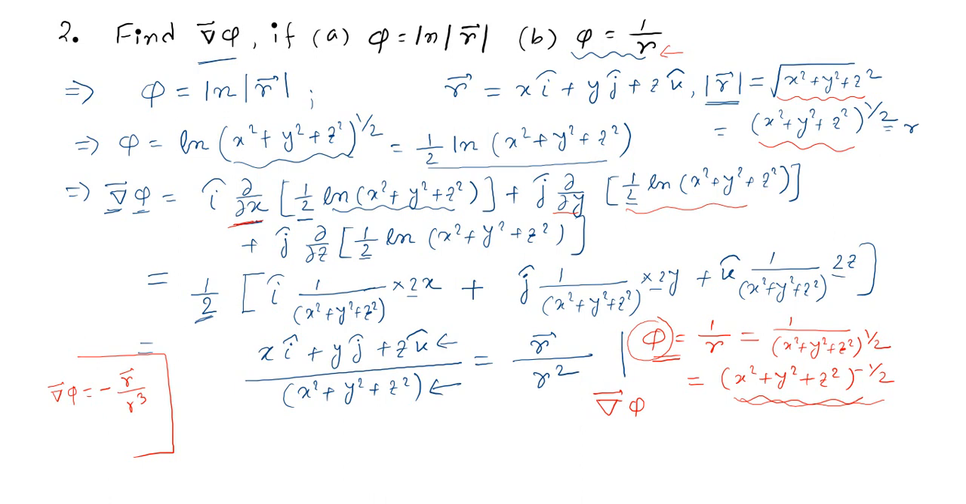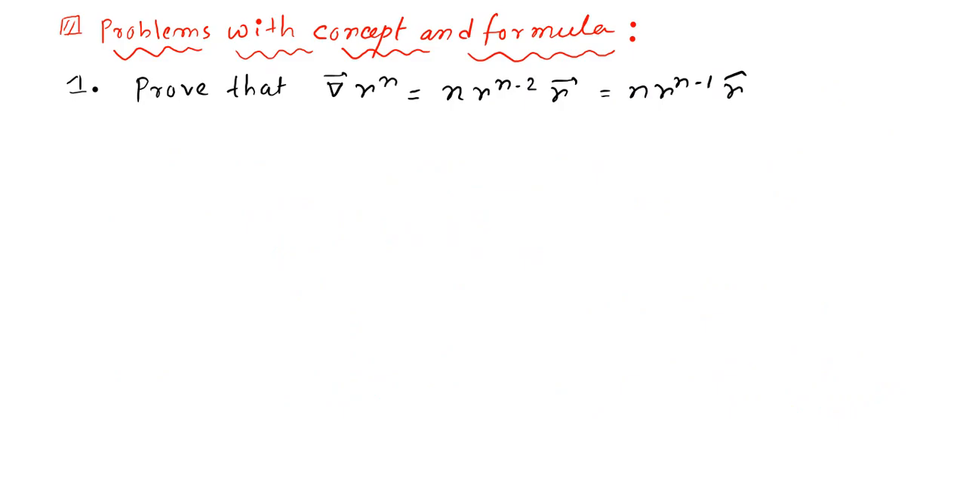Okay, so let's take these problems. So problems with concept and formula. First there is a formula. We have to prove that gradient of r to the power n is equal to n r to the power n minus 2 r vector, or n r to the power n minus 1 r cap.